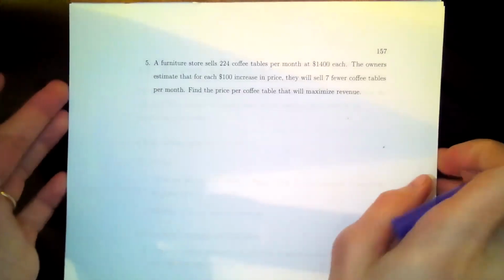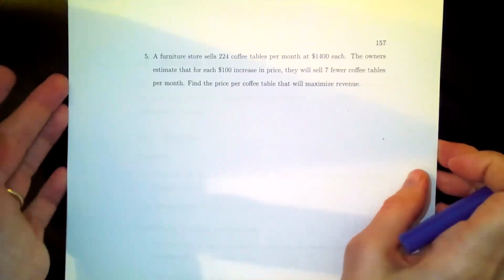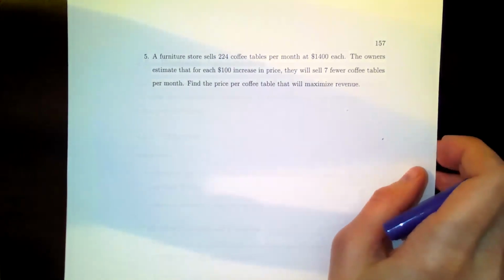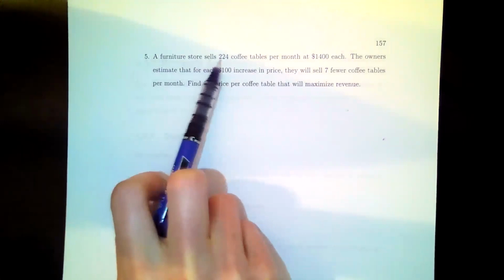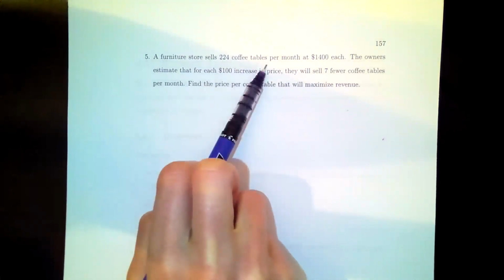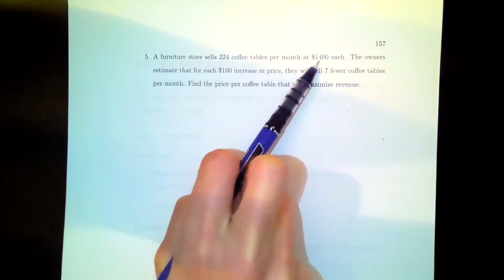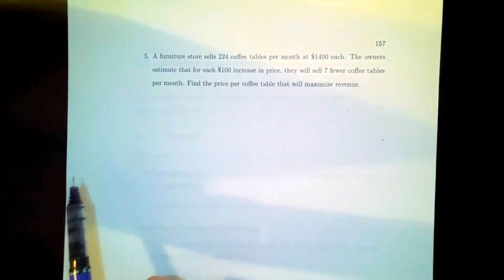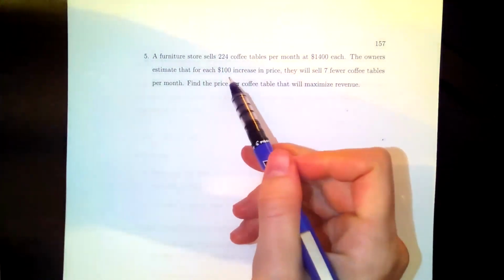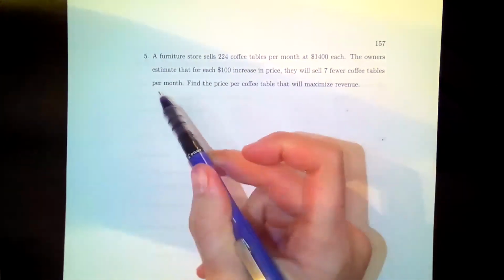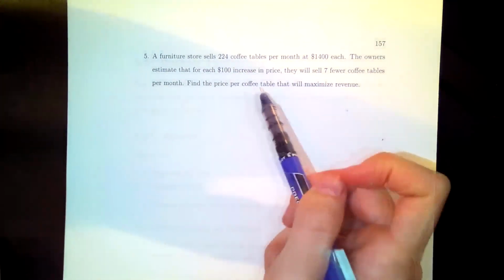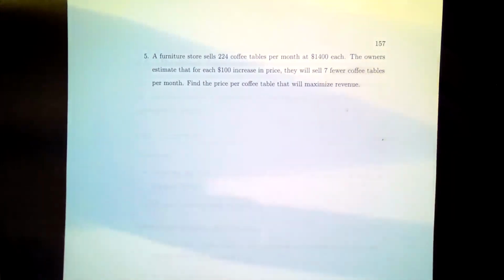Okay, last one, but it's very similar. We want to maximize revenue. It says a furniture store sells 224 coffee tables per month at $1,400 each. The owners estimate that for each $100 increase in price, they will sell 7 fewer coffee tables per month. Find the price per coffee table that will maximize revenue.